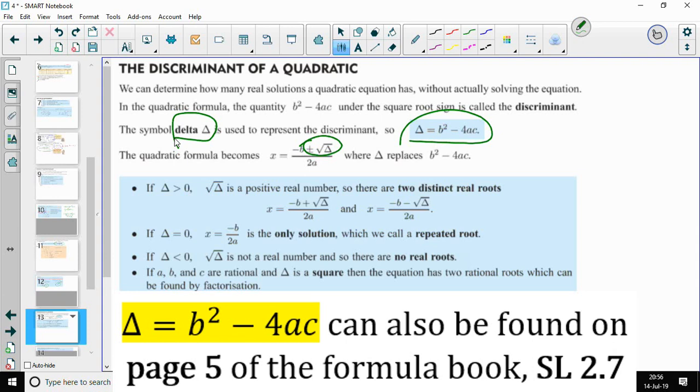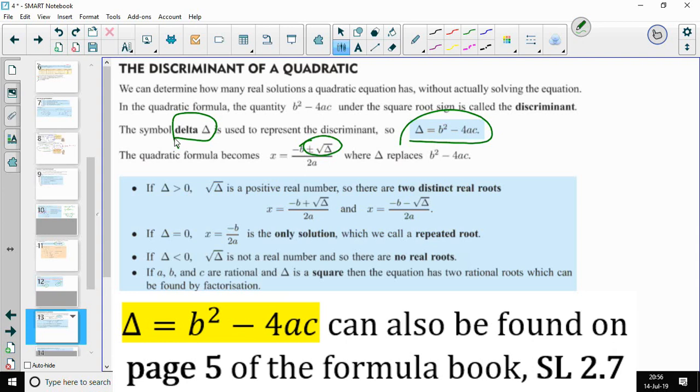If the discriminant happens to be 0, well then there's only going to be one solution, because we're going to be getting plus 0 or minus 0. If the discriminant's negative, then we're going to have no solutions because we can't take the square root of a negative.